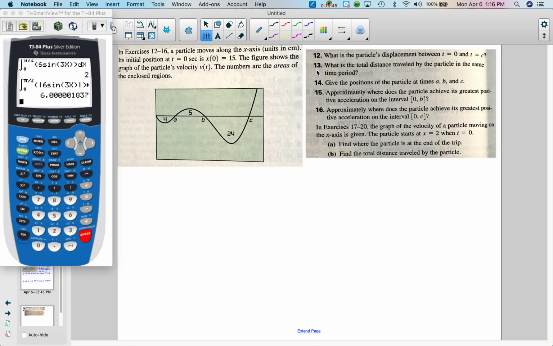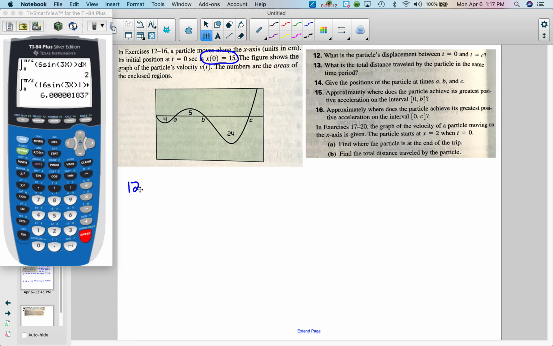So numbers 12 to 16 kind of go together. If a particle moves along the x-axis in centimeters, its initial position at t equals 0 seconds is 15. So we know that x of 0 is 15. So we're given that. The figure shows the graph of the particle's velocity. The numbers are the areas of the enclosed region. So they already give us those values.